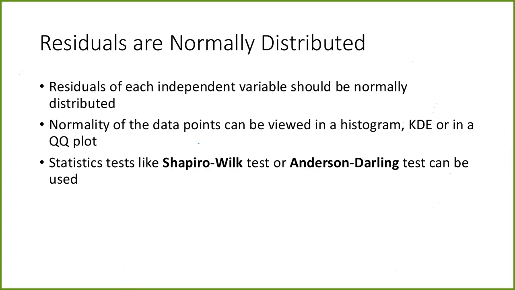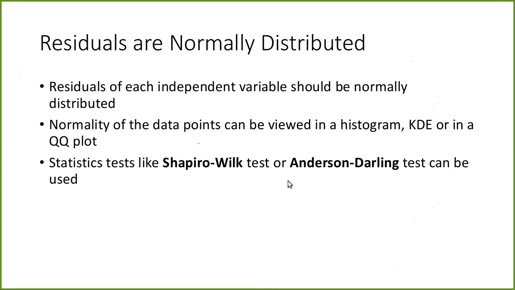And the final assumption is that the residuals are normally distributed. That means for all the x values, the residuals, the error values that you are having, should have a normal distribution, right? In homoscedasticity, what we said was that the error values should have a constant variance for all the x values. Here, what we say is for all the x values, the residual should be normally distributed, right?